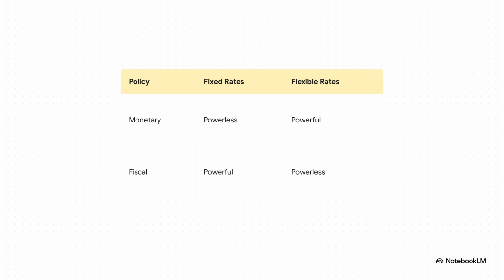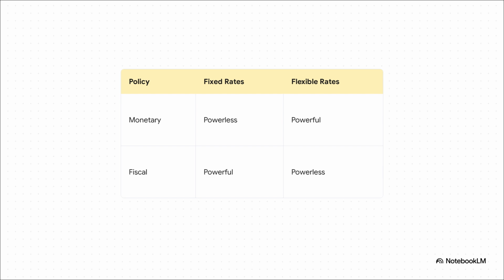First, look at fixed exchange rates. Here, monetary policy is completely powerless. Why? Because any attempt to change the money supply forces the central bank to intervene to save the currency peg, completely reversing their own action. But fiscal policy? It is incredibly powerful.